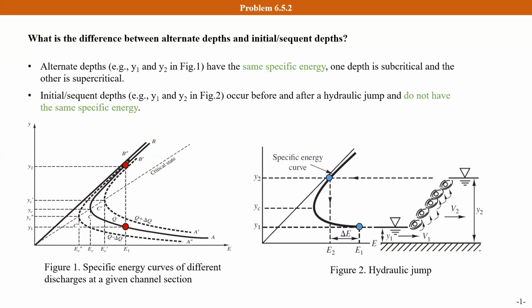Initial or sequent depths occur before and after the hydraulic jump and do not have the same specific energy. In figure 2, we can find that Y1 is the depth before the hydraulic jump, and Y2 is the depth after the hydraulic jump. And their corresponding specific energies are different.